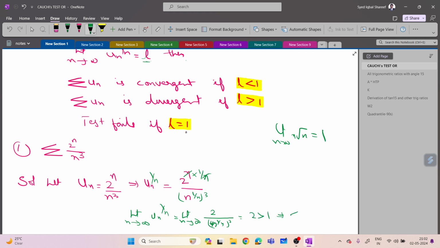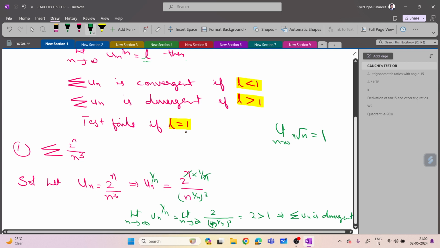So therefore, the given series un is what? Greater than 1 means what? Divergent. The series is divergent. One more example.